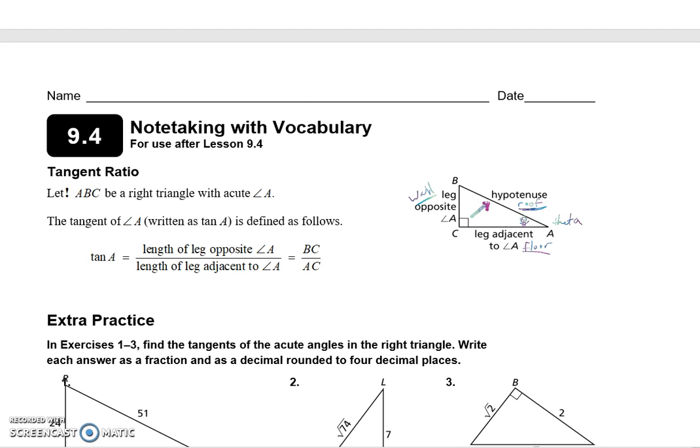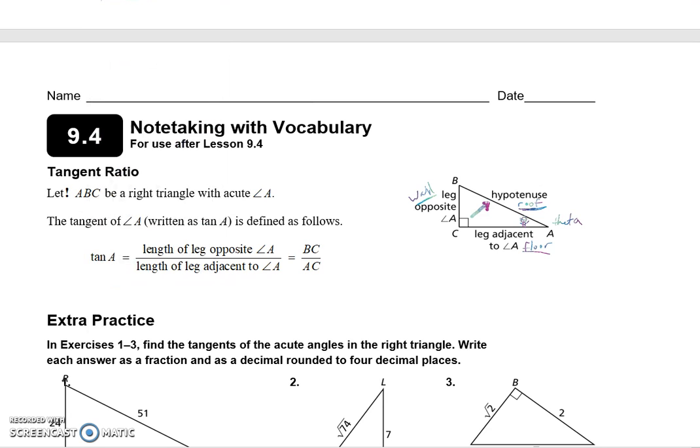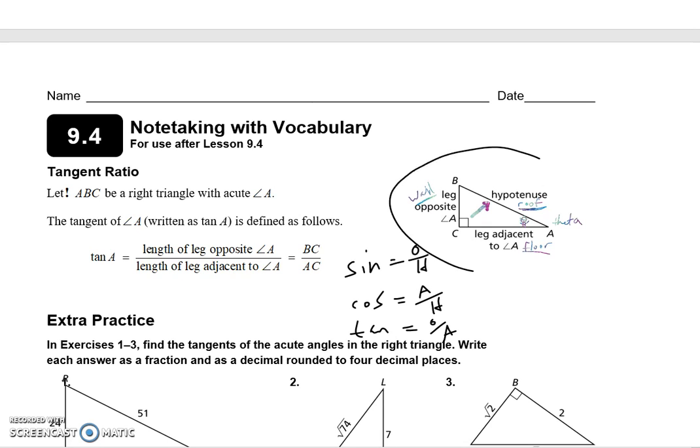So tangent is, there's three things we're going to do. There's sine, there's cosine, and then there's tangent. Sine is opposite over hypotenuse, cosine is adjacent over hypotenuse, and tangent is opposite over adjacent. So you're going to be using these: the roof, the wall, and the floor. You'll be using this stuff to answer these.